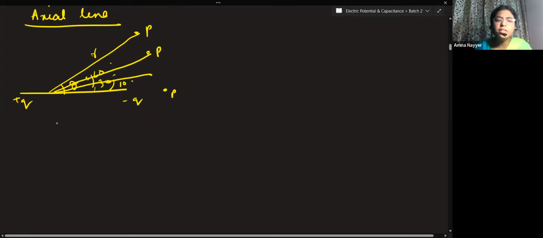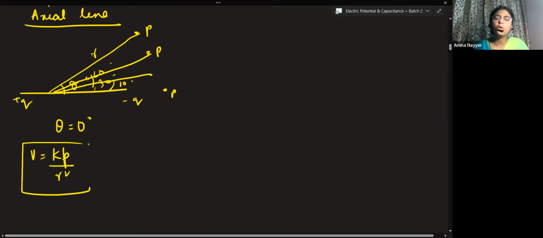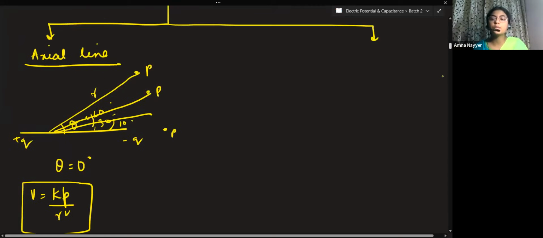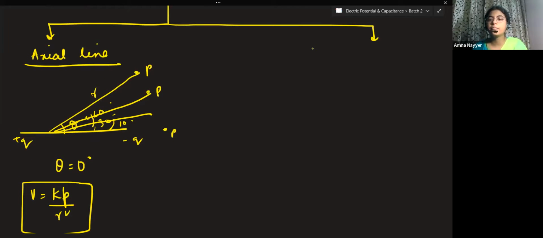So it means we just don't need to derive it separately for the axial and equatorial line if we have done this much. Just put theta as 0 degree. V is equal to Kp, cos 0 is 1, so this will be r square. You already have the formula of the axial line with you. Second case was what? Your equatorial line.